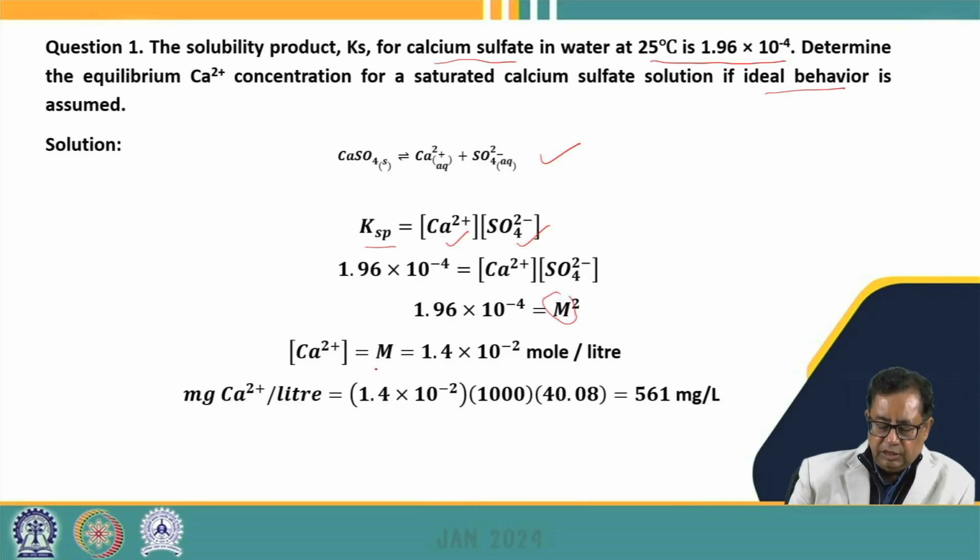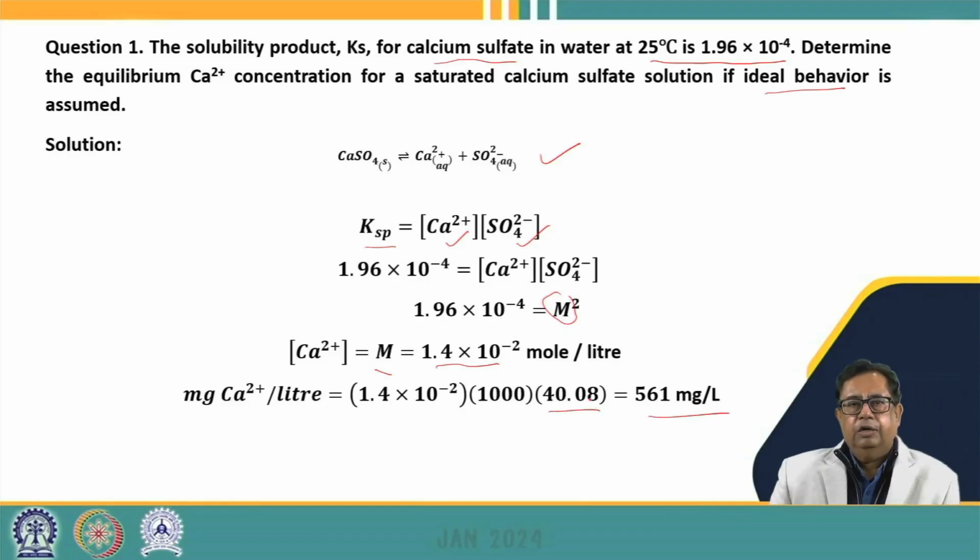So this means that calcium has a molar concentration of nearly 1.4 × 10^-2 at equilibrium, and we can convert this into milligrams per liter by multiplying it by the molecular weight of calcium. This gives us the concentration of calcium as 561 milligram per liter in the water.